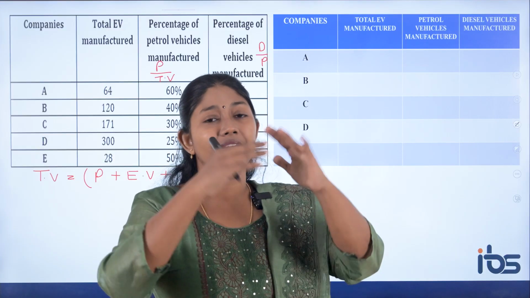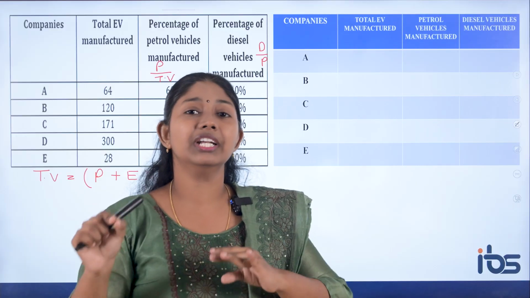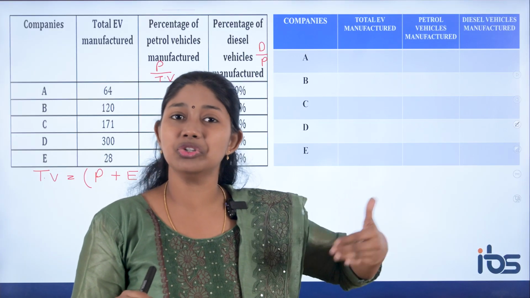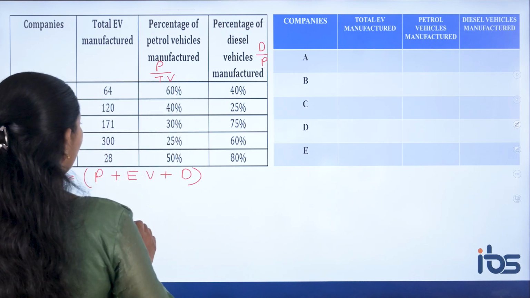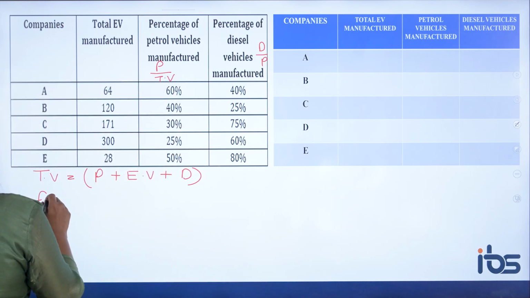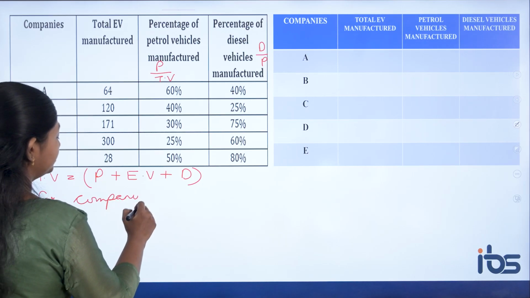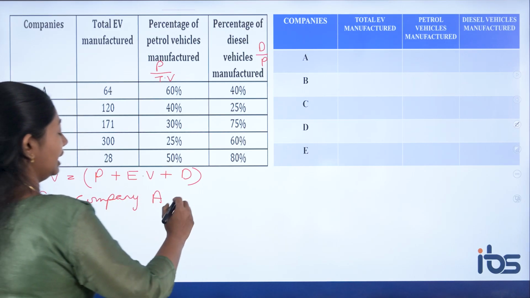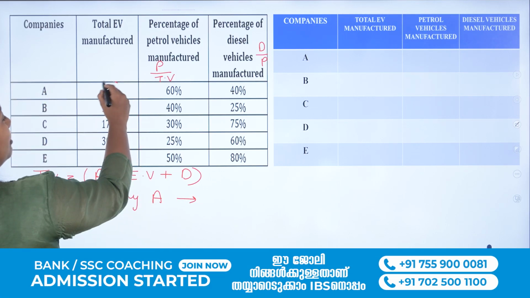If you convert all the percentage values into values in a table form, then it is easy to solve the remaining questions. So first let me take company A. For company A, how to find out? They have already mentioned company A's EV value is 64.